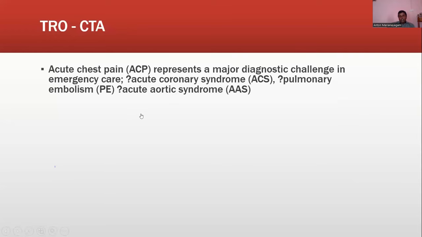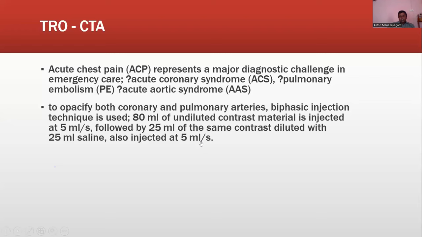The other one is triple rule-out cardiac CT. In acute chest pain, we have been using triple rule-out in centers where we have access to an emergency CT facility, where the CT scanner is separately dedicated to the emergency department and we have the imaging specialist there. What we do is try to exclude acute coronary syndrome, pulmonary embolism, and acute aortic syndrome, that means aortic dissection, in one CT scan.